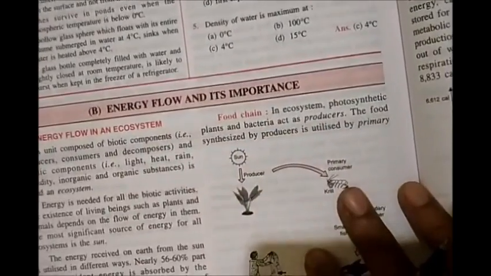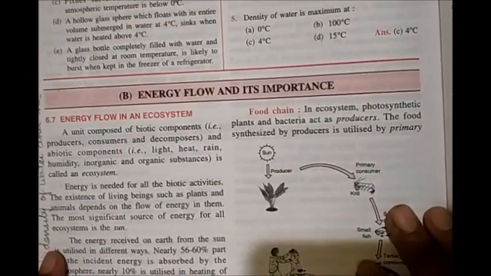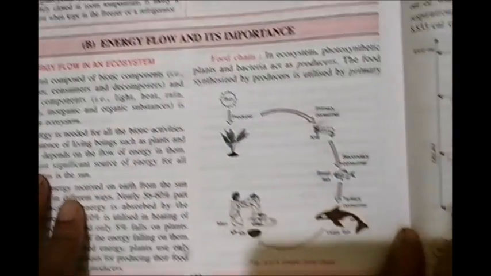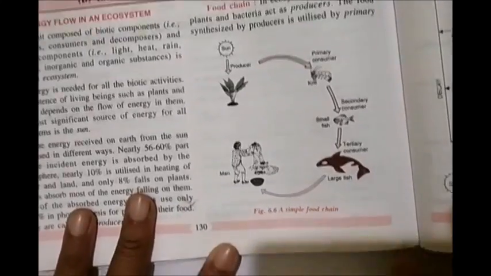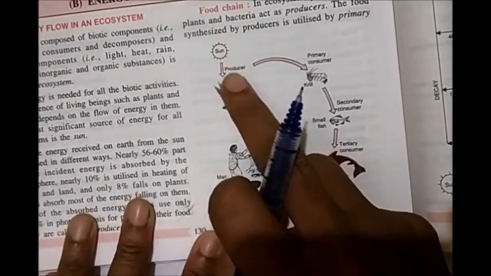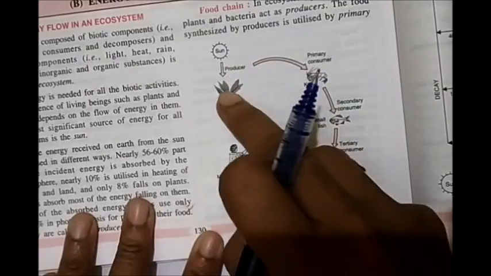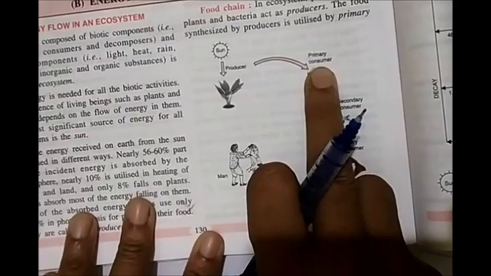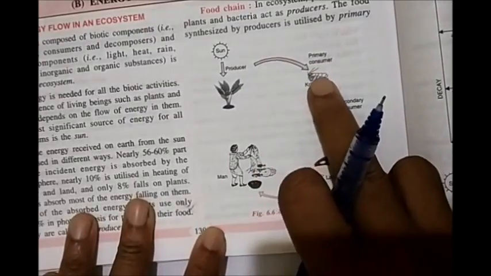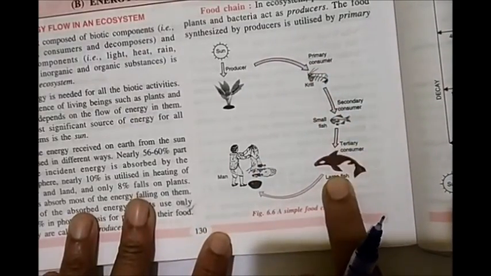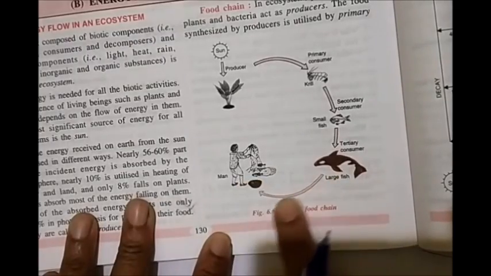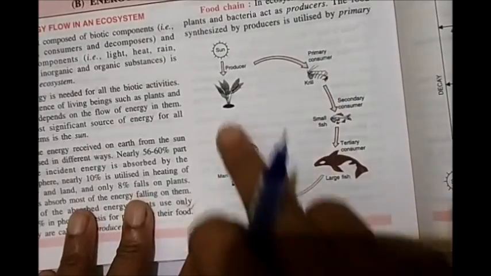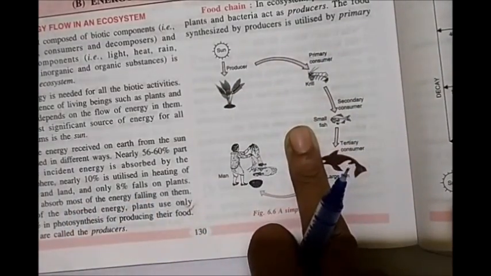We go to the B part now. It's a very simple concept, energy flow and its importance. You've studied a lot about it in biology and other subjects. Food chain, yeah. So it goes like this. Producers take energy from the sun and prepare food, and these are consumed by primary consumers, they are consumed by secondary consumers, they are consumed by tertiary consumers, and then they are consumed by man, and then they get decomposed. This is called a food chain, a simple food chain that you've seen.